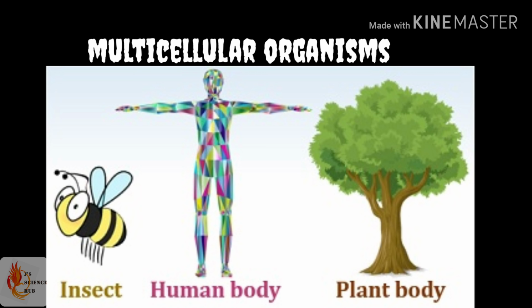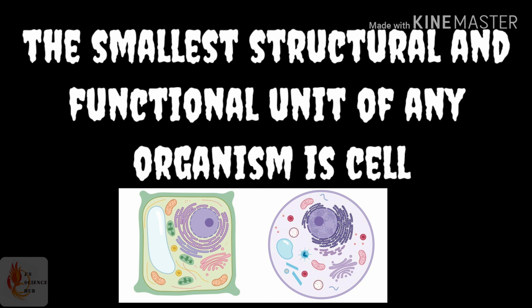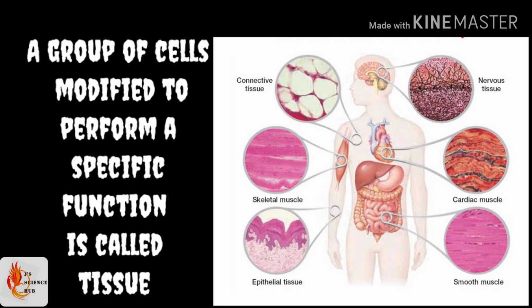The multicellular organism possesses different types of cells. Those cells are important in performing different functions. The smallest structural and functional unit of any organism is a cell. A group of cells with the same origin modified to perform a specific function are known as tissues. So in brief, we can consider tissues as collections of cells with a specific function.